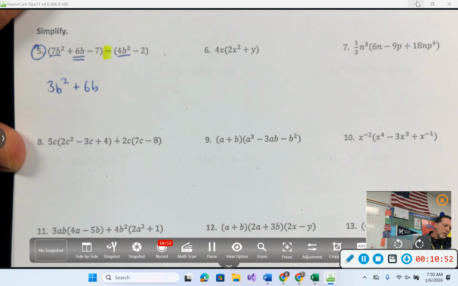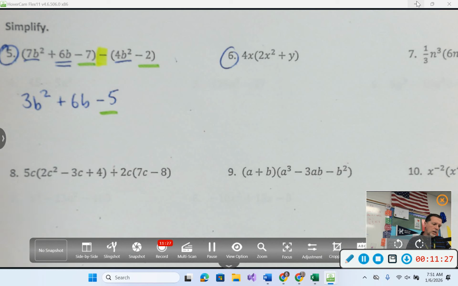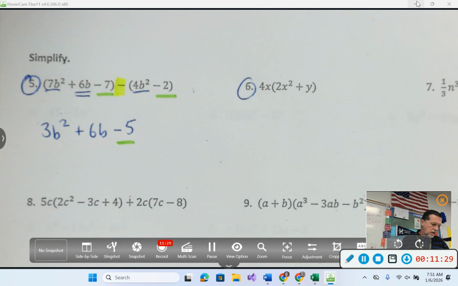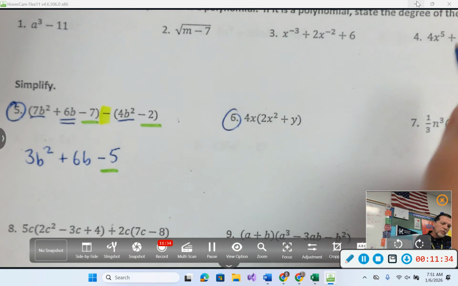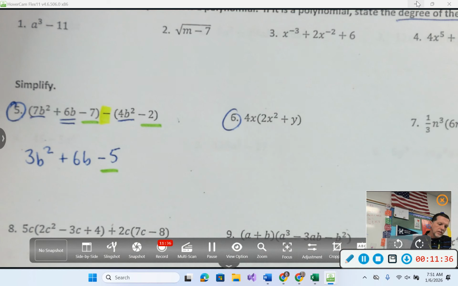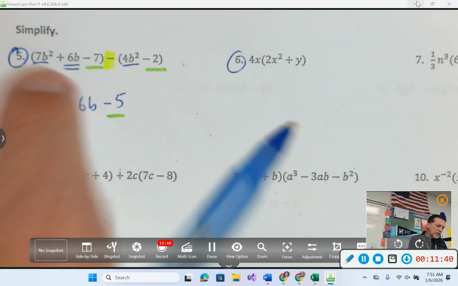Why don't you try number 6? Simple. I don't know. Hopefully simple. You do not have to worry about that. That only applies to 1 through 4. State the degree of the polynomial. Although that would be a second degree.